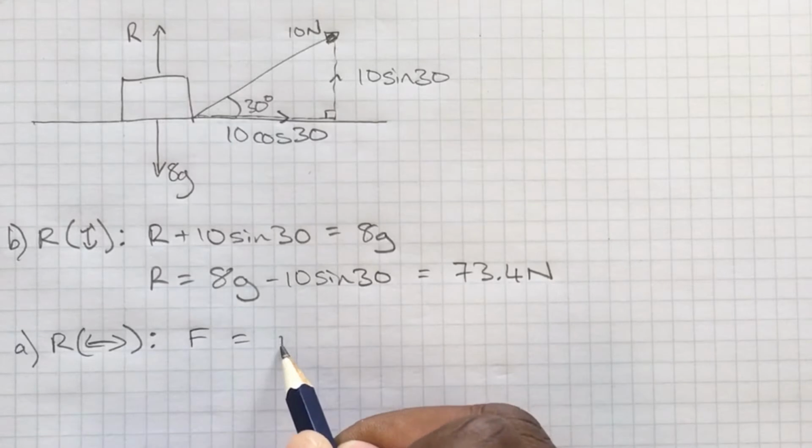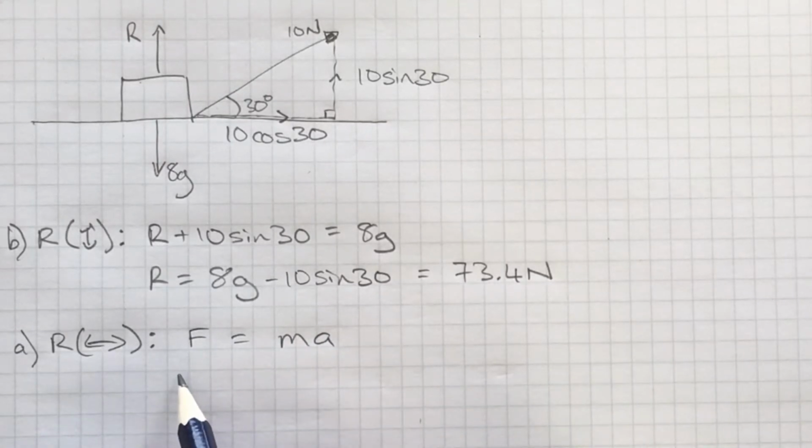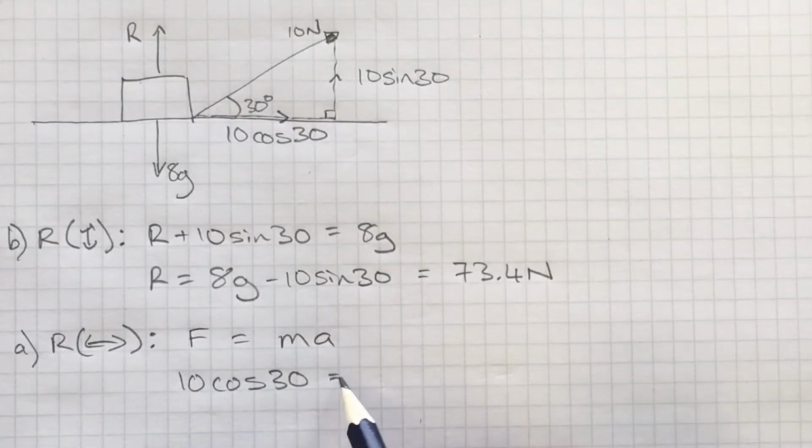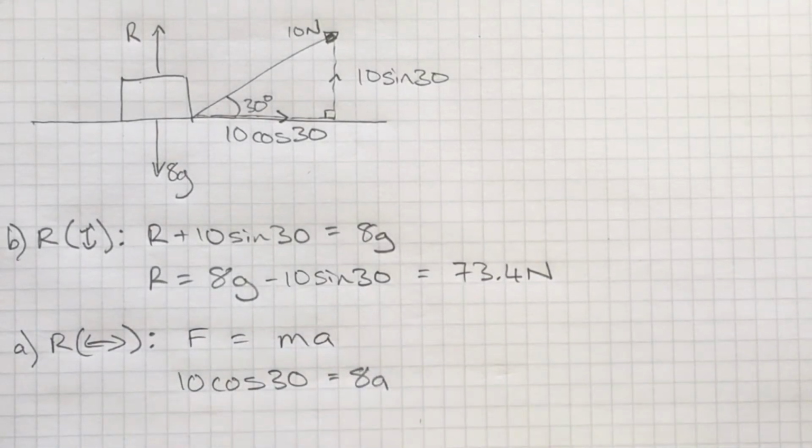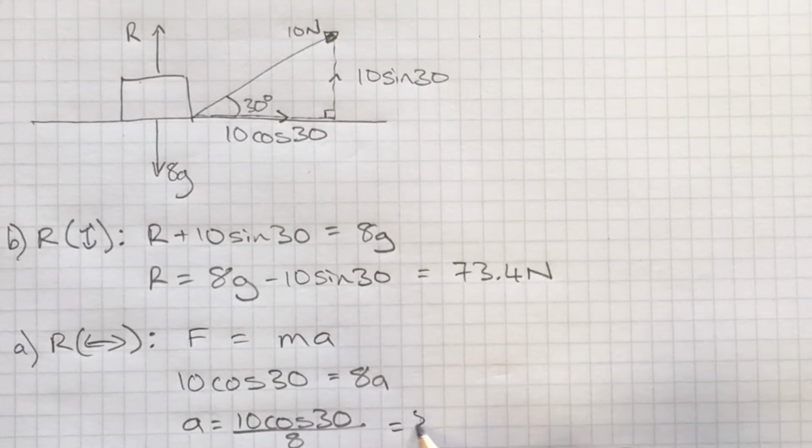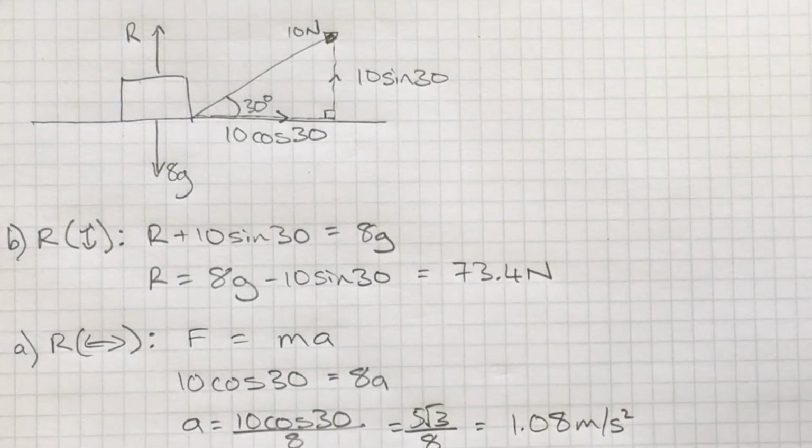So the resultant force is going to be F, and then we have our mass and acceleration. Resultant force in the positive direction, 10 cosine 30, equals the mass multiplied by the acceleration. The mass we know is 8, and the acceleration is the unknown we're looking for. Some quick rearranging, and we get an acceleration of 5 root 3 over 8. But as a decimal, we'll take that as 1.08 meters per second squared. Resolving vertically, resolving horizontally.